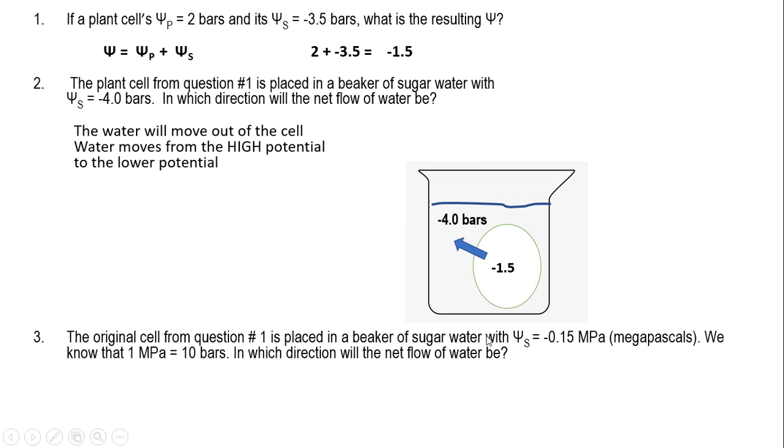This next question, number 3, they're not going to ask you to do this on the AP test. This is a conversion. So basically, you've got the same cell. Now you put it in a beaker of sugar water that is negative 0.15 megapascals. Now, 1 megapascal is 10 bars. So first you have to convert this. If you just do a simple ratio equation, we know that 1 megapascal is 10 bars. So what would 0.15 be? You do the math, and it comes out to 1.5.